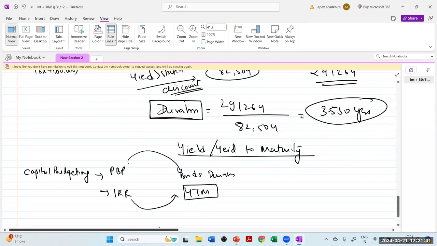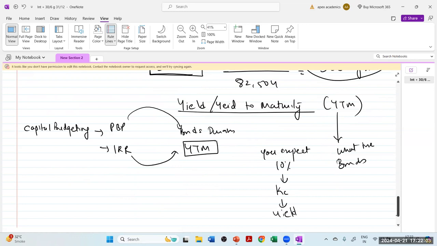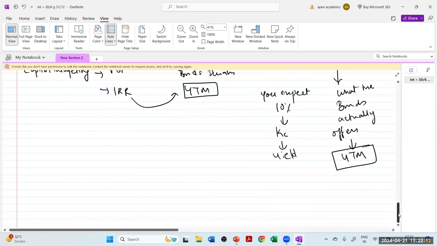What is it called as? YTM. Yield to maturity. What is the meaning of this? You expect 10%. What you expect is nothing but your cost of capital. It is nothing but your yield. And what the bond actually offers? It offers more than stated. What the bond actually offers is called yield to maturity.